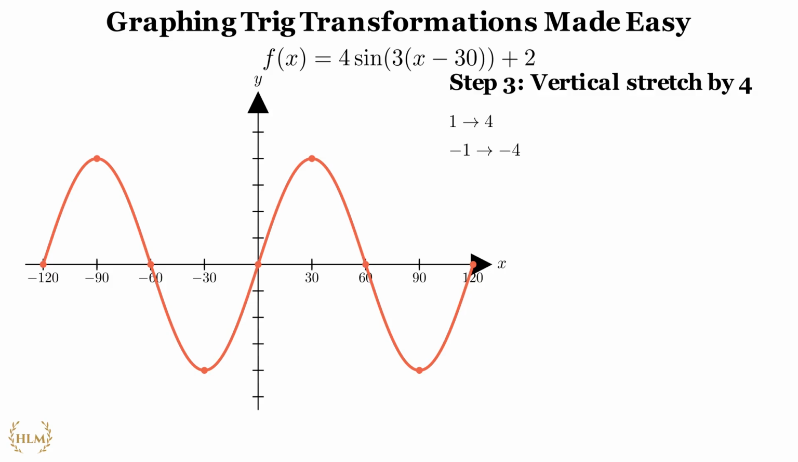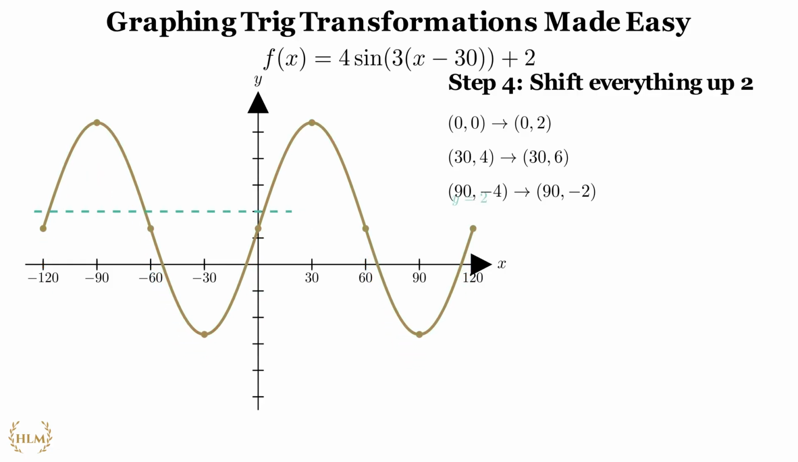Next, I like to do some vertical stretches and translations. Starting with the vertical stretch, 4 is in front of the sine, so that's the vertical stretch. So you have to stretch all the peaks and troughs to 4 and -4 respectively. So the 1s will go to 4, and the -1s will go to -4. And then we have another new graph. So I graph that, giving us the vertically stretched sine function.